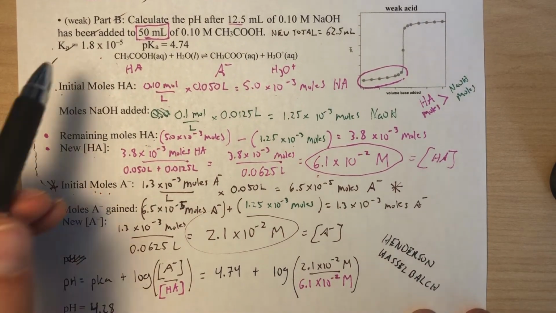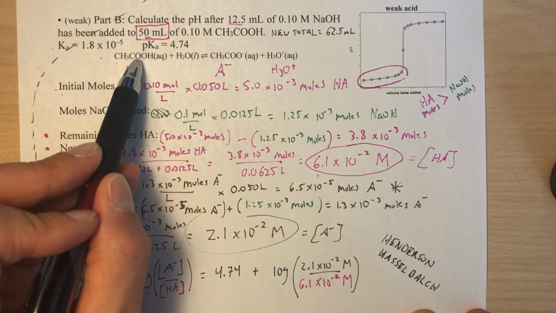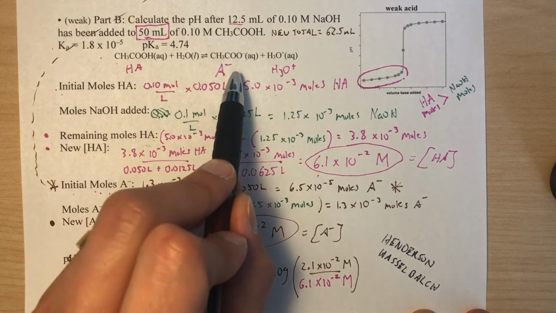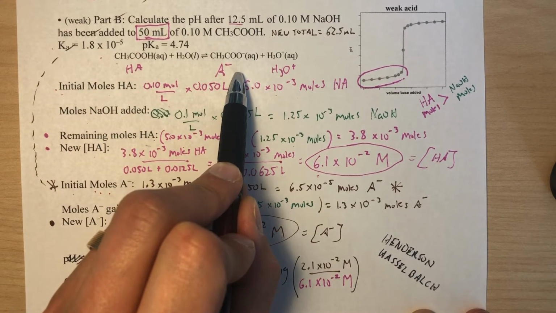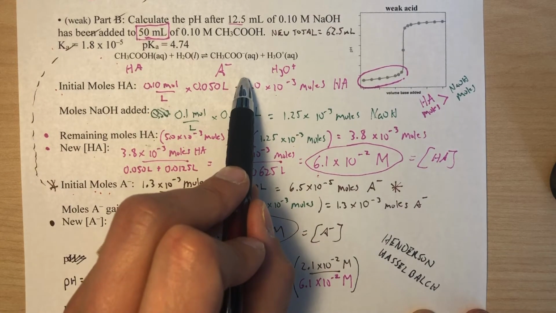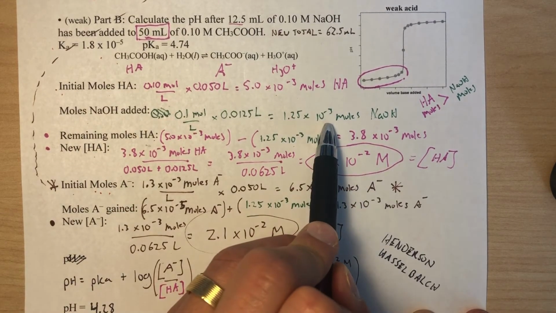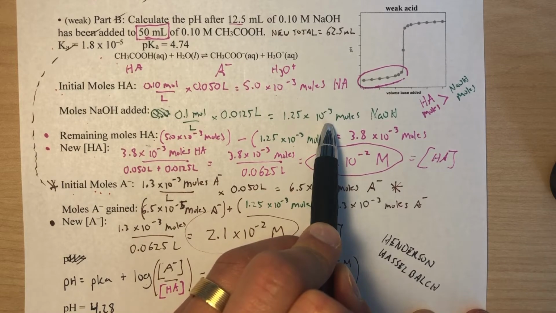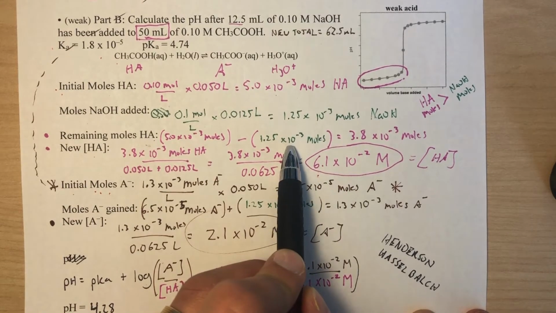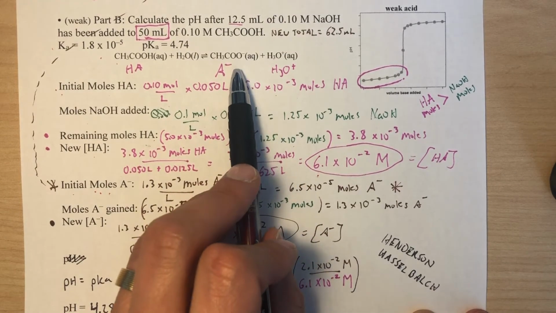What has happened by adding base is we have decreased the amount of acetic acid because it's been deprotonated by the base. The moment it's deprotonated, it forms the conjugate base acetate, A-. So as the acetic acid is decreasing, at the same time our acetate is increasing by exactly the same amount. So 1.25 times 10 to the negative third moles of sodium hydroxide have reacted with 1.25 times 10 to the negative third moles of acetic acid to form 1.25 times 10 to the negative third additional moles of acetate. So we need to add that value.